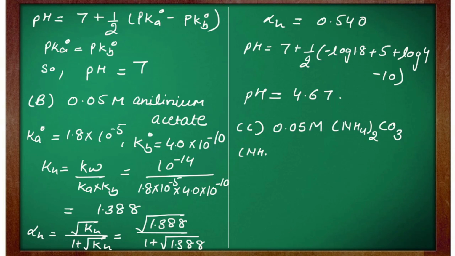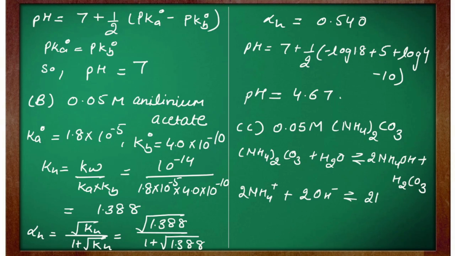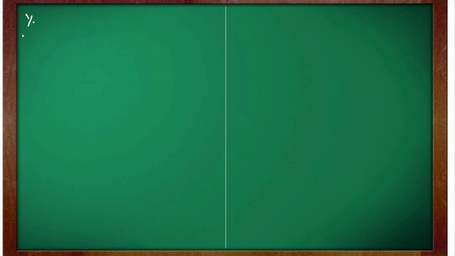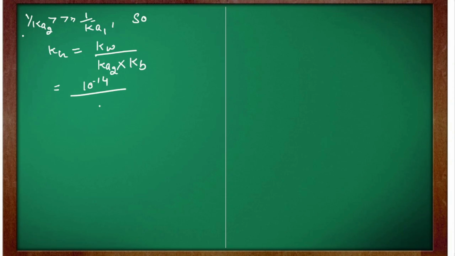Part C. Given concentration of ammonium carbonate is 0.05 molar. Ammonium carbonate undergoes hydrolysis and gives ammonium hydroxide and carbonic acid. This reaction is a combination of reverse dissociation of ammonium hydroxide and carbonic acid as shown here. 1 divided by Ka2 is much greater than 1 divided by Ka1. Kh value can be found out using the formula Kh equal to Kw divided by Ka2 and Kb. By putting the value of dissociation of water Kw, Ka2 and Kb, we can find out Kh.